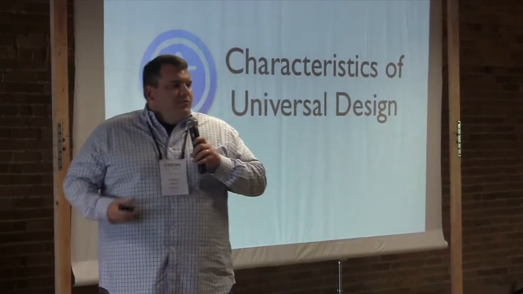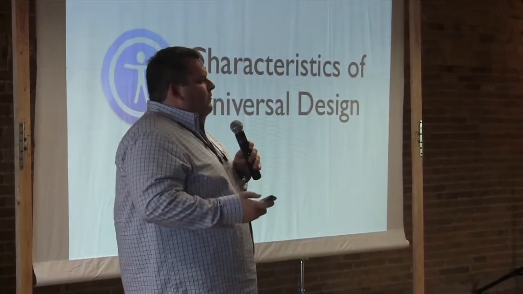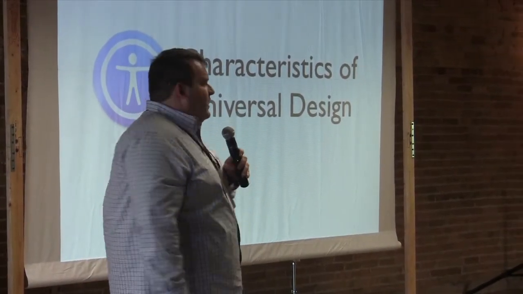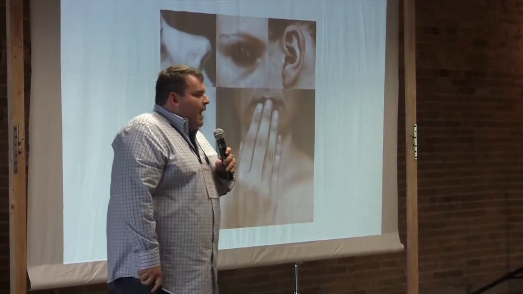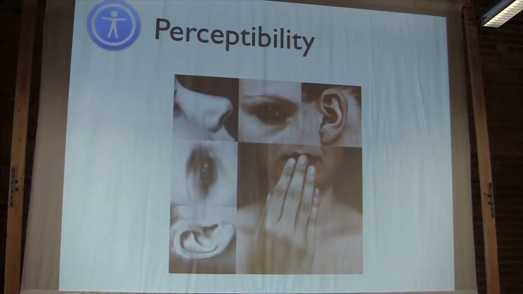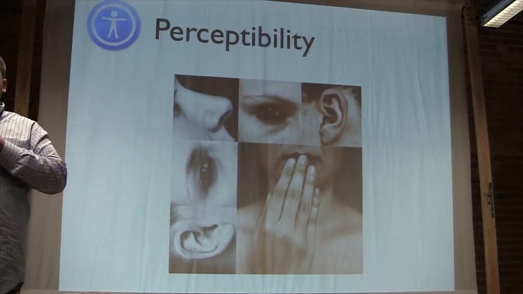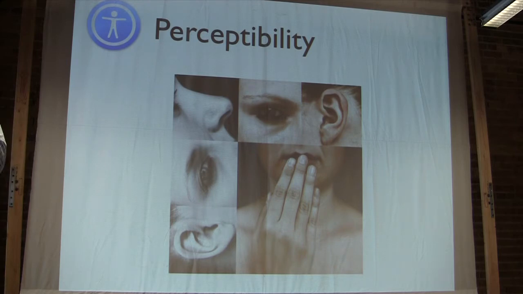Now, as we're talking about universal design as it applies to software, there's really 4 different types of characteristics that we're going to be looking at. And the first one is perceptibility. And when we're talking about perceptibility in terms of software, what we're talking about is the ability of everyone to be able to detect our designs, to know that it exists.